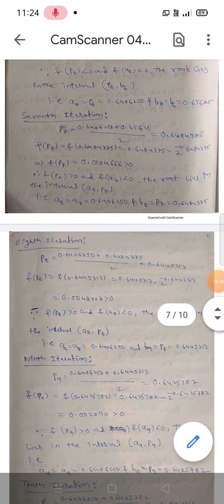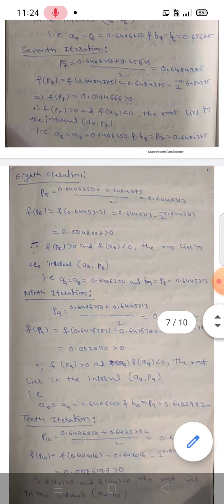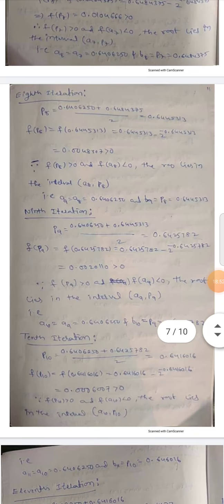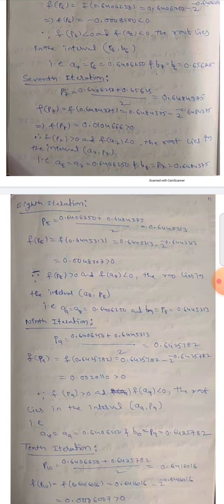p7 is equal to 0.640625 plus 0.65625 by 2. If we simplify, it is 0.6484375. f of p7 is equal to 0.0104666, greater than 0. Since f of p7 is greater than 0 and f of a7 is less than 0, the root lies in the interval a7 comma b7.